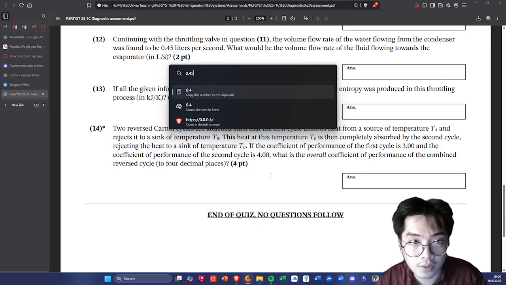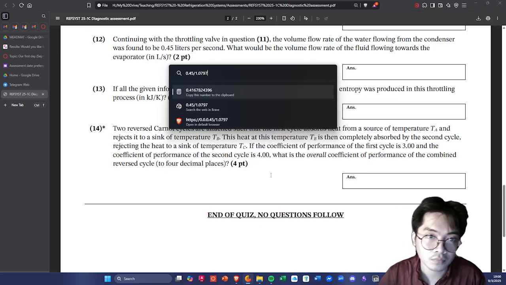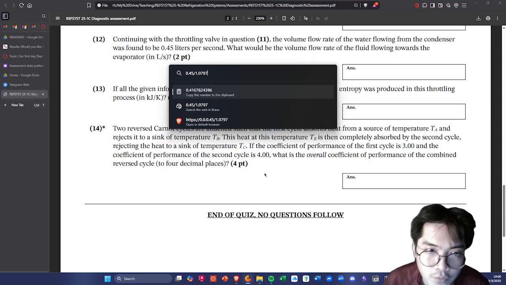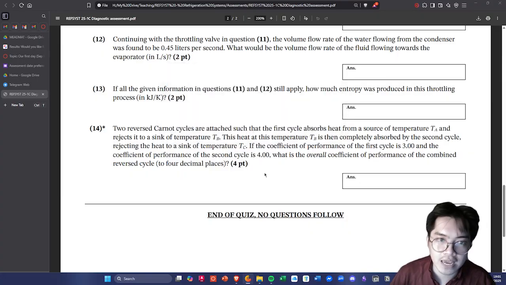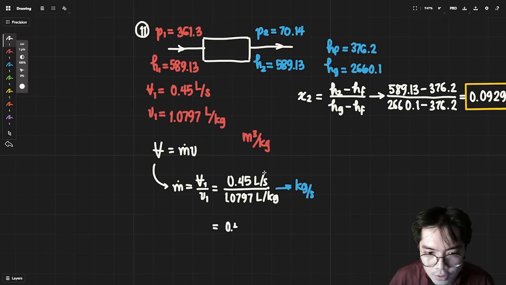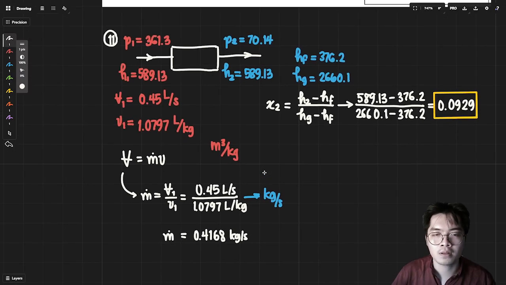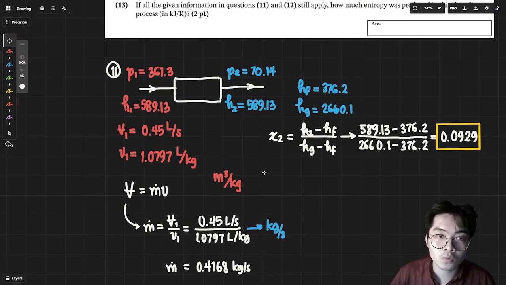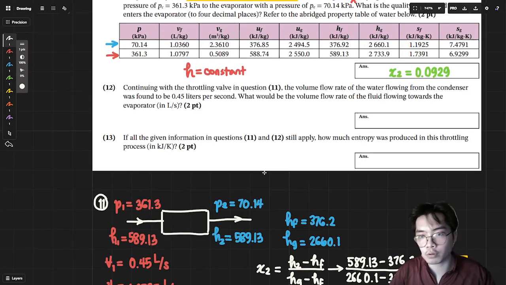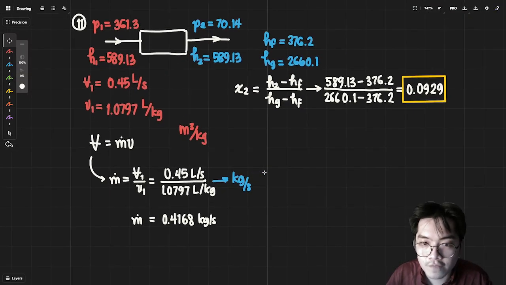Let me just get our M dot. That is going to be 0.41678. So let's just say 0.4168 kilograms per second, right? Now, okay, what will we do? We want to get the volume flow rate of the fluid flowing towards the evaporator, aka what is now your V2 dot.